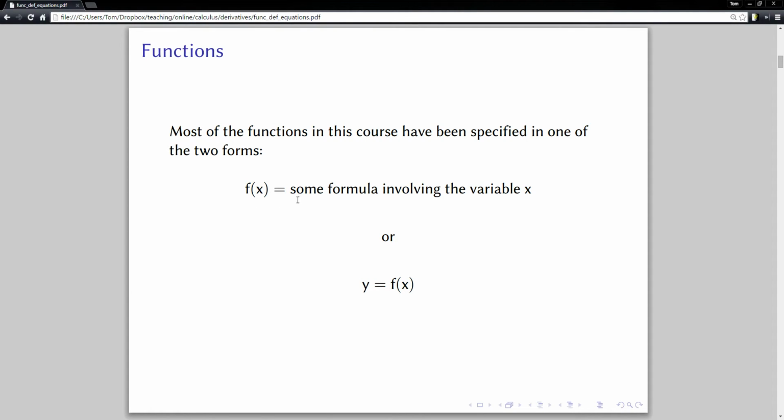That is f of x equals some formula involving just the variable x, or they're of the form y equals f of x. So there's some formula over here. So one of those two formats. And that is really nice because we know up front that these things are functions if they're specified in those formats. And it's easy and convenient to have them written like that. And so most of the time that's what we've been dealing with.